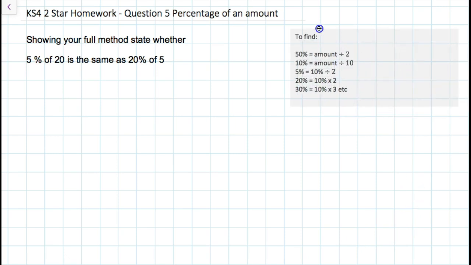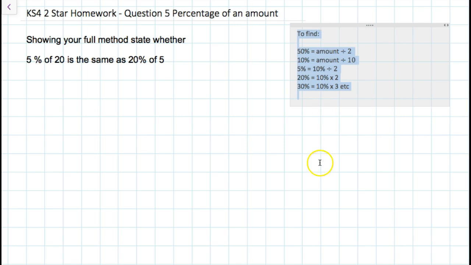really work out most percentages of amount questions, is that to find 50% of something, we've got the amount divided by 2. To find 10% of something, it would be the amount divided by 10. 5% then is found by halving the 10% value. So to get from 10% to 5%, you divide by 2, which means the answer to this, you divide by 2 to work out what 5% is.